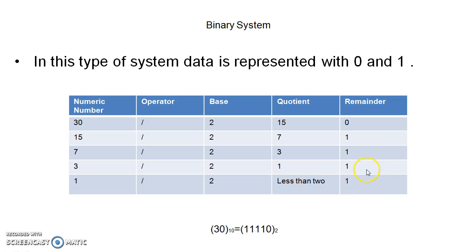To represent the numeric number 30 in a binary format, arrange all these remainders, tracking them in the reverse direction. That is 1, 1, 1, 1, 0. The number 30 in the decimal system can be represented as 1, 1, 1, 1, 0 in a binary format.